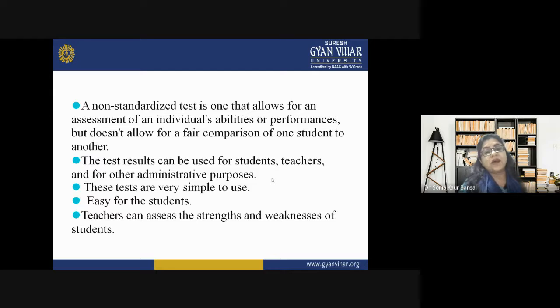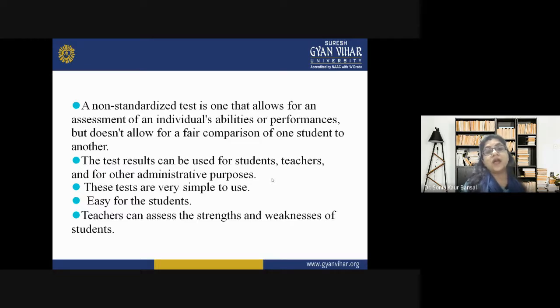So these tests are very simple to use because they are teacher-made tests, and easy for the students as they are answering on the basis of their practice and their memory, what the teachers have taught them.